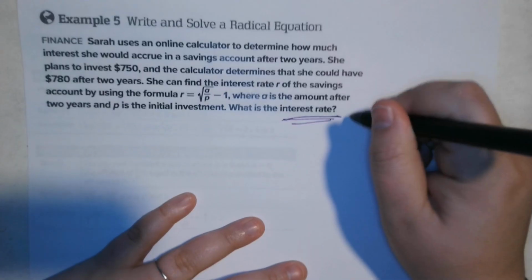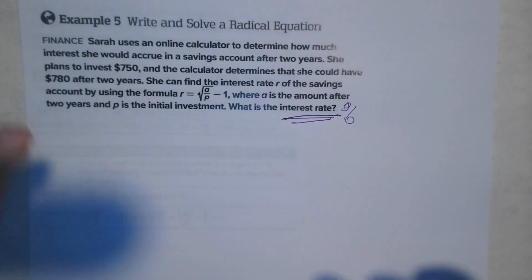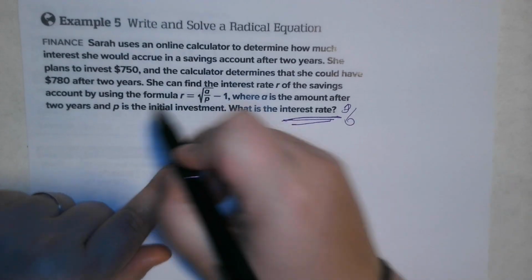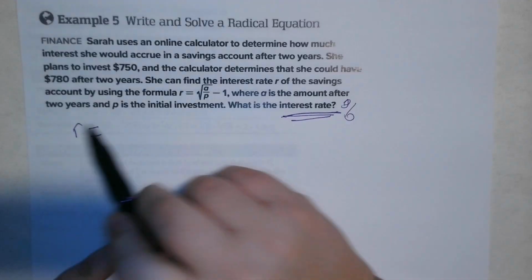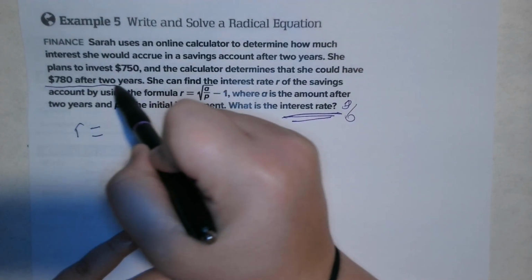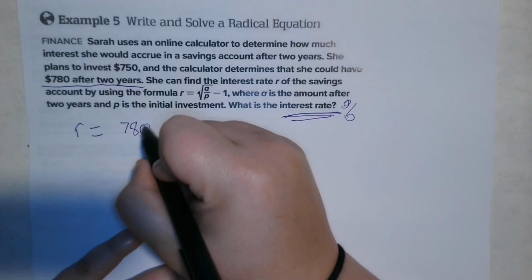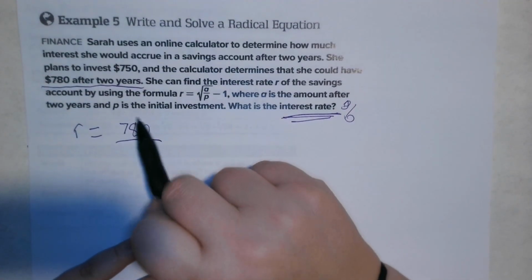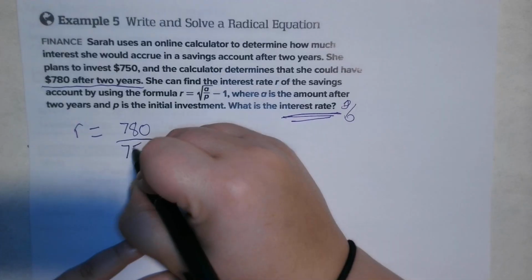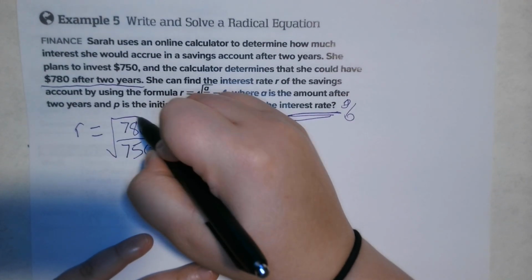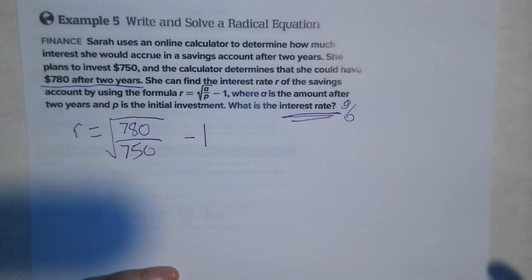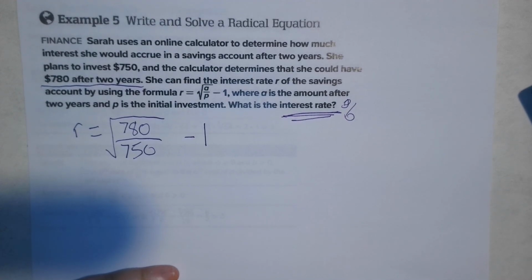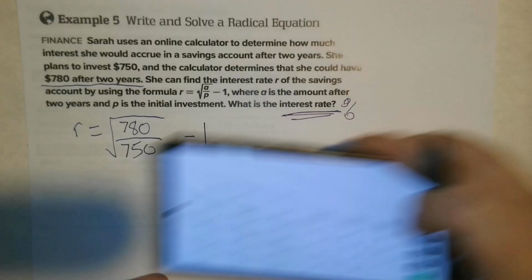I know interest rate can be a percentage, which means I can use a decimal. Yippee! So let's do R equals, A is the amount after 2 years. So amount after 2 years, that means 780 is going to go on the top. P is the initial investment, which is 750. And don't forget, this is all under a square root. And then we're going to subtract 1 at the end. Okay? This is one of those times where I'm going to say, use a calculator. This is so easy, use a calculator. Okay? I'm going to cover the problem somewhere.